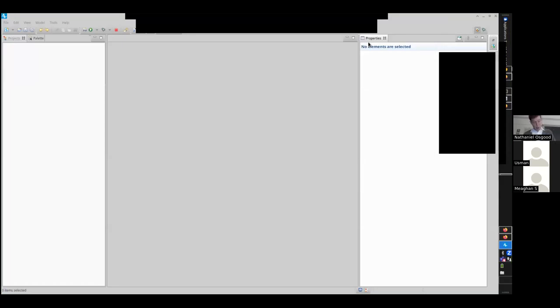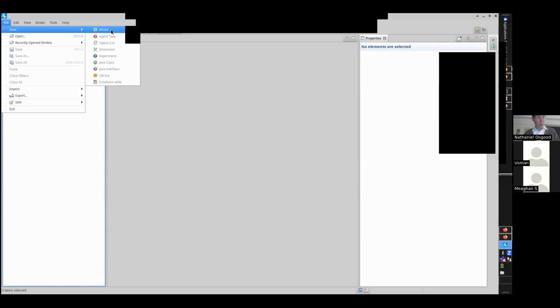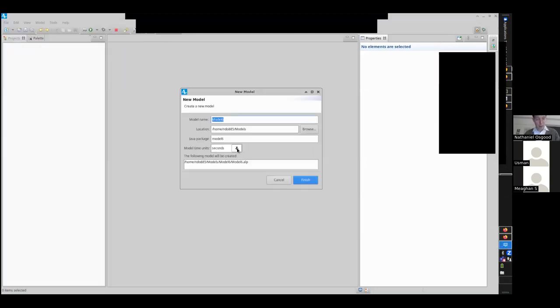Apologies. Okay, so we're going to start a new model. This model is going to be created in a way that its time unit is days, and it's going to be called SITS. So I'll call it CMPT 394 SITS V1. Okay, time unit days. And we're going to create this model.